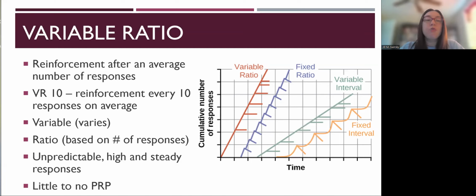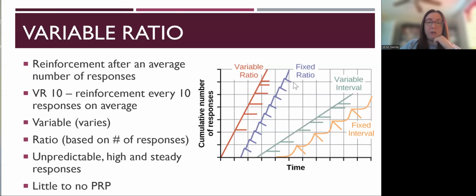Variable ratio refers to reinforcement after a specific number of responses on average. So now our child has to answer a question an average of 10 times before the candy will be administered. It's variable because it's an average of 10 times, and it's ratio because it's still based on the number of responses. It doesn't matter how long it takes the child to engage in those 10 correct responses. It's related to the responses. That's what elicits the reinforcement.